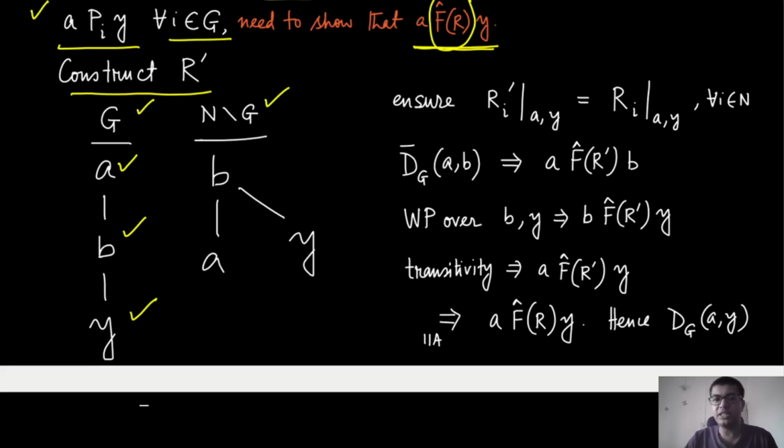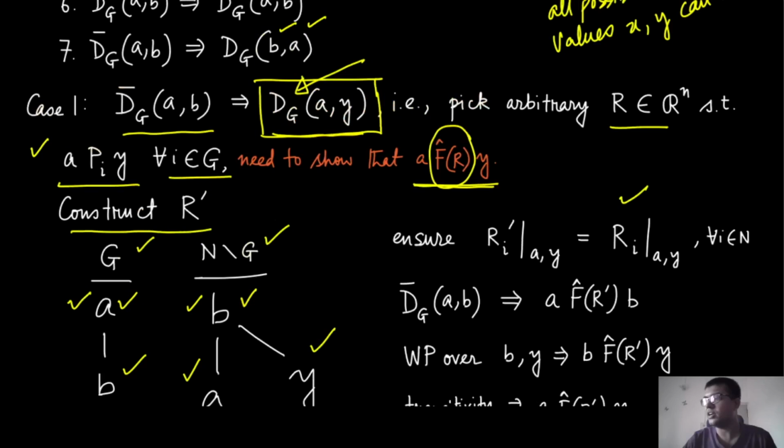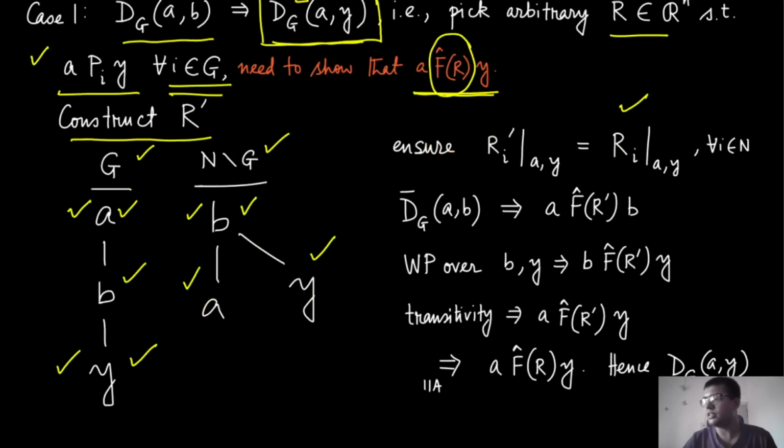And in the group N minus G, we have created this particular ordering, that is B is strictly above A and B is also strictly above Y. But we do not say anything between A and Y. We are going to set that according to what Ri had. So we know that A is going to be strictly above Y, because that is the given condition in R. So in R also, for all the agents in G, A is going to be strictly above Y. So that is already maintained even in R prime.